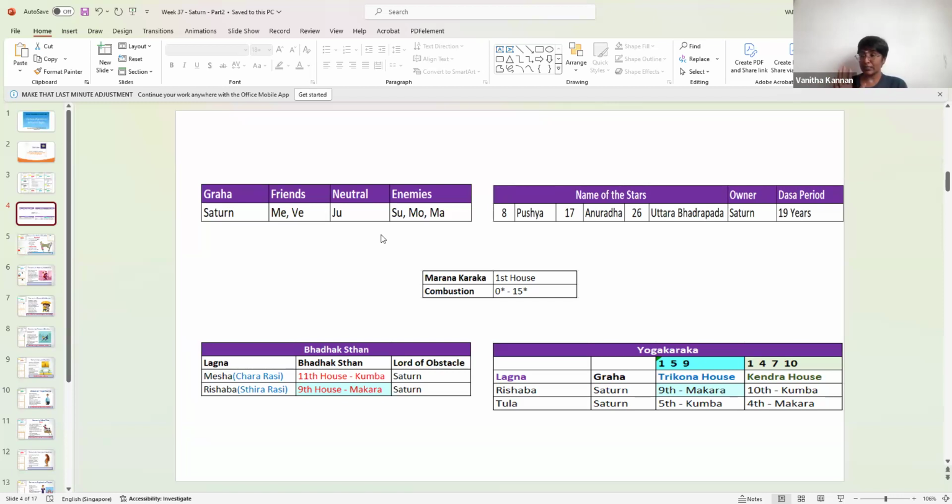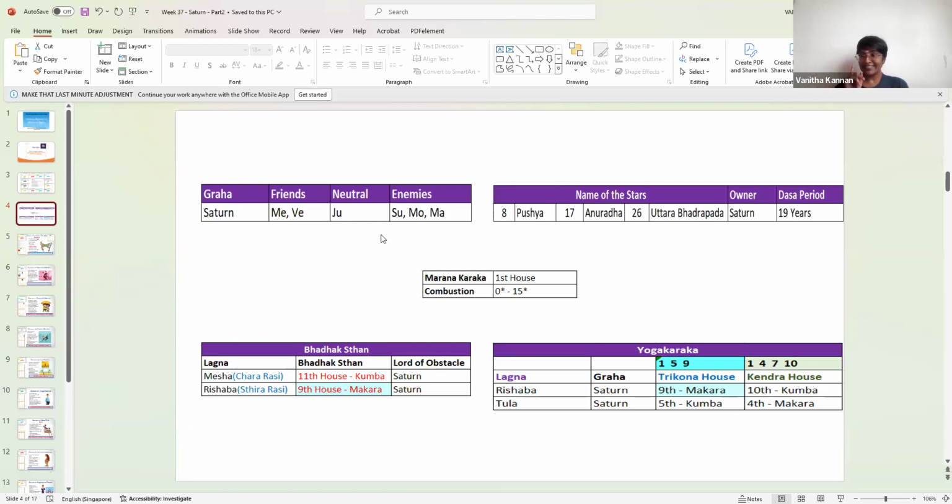For the Tula Lagna people, Saturn also becomes the Yoga Karaka. How? The fifth house is Kumbha, the fourth house is Makara. So the fourth is in the Kendra, the fifth is in the Trikona. That's why for the Tula Lagna people, Saturn becomes the Yoga Karaka. Remember this point: Saturn is not good to everybody, and Saturn is not bad to everybody. For the Rishabha Lagna people, Saturn becomes the Yoga Karaka, and for the Tula Lagna people too.